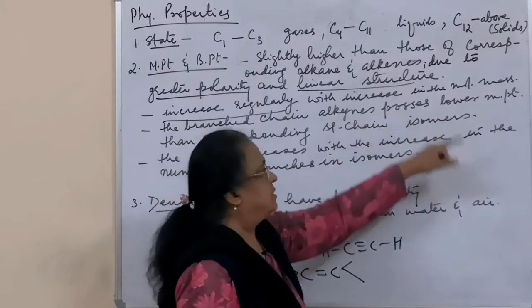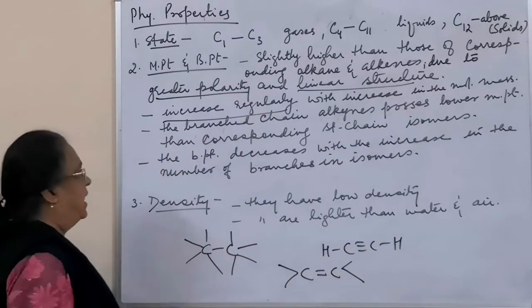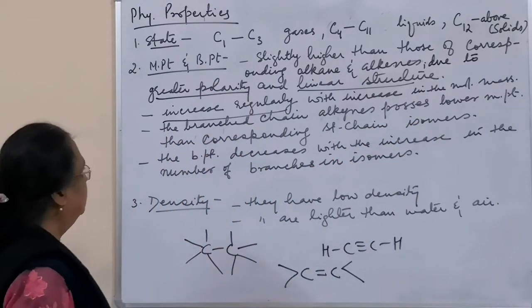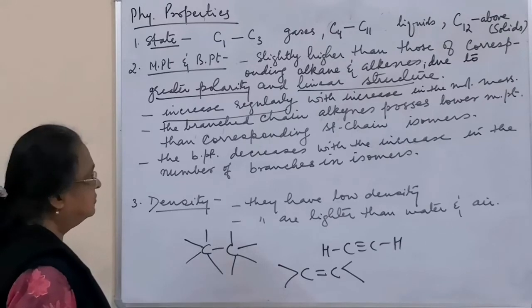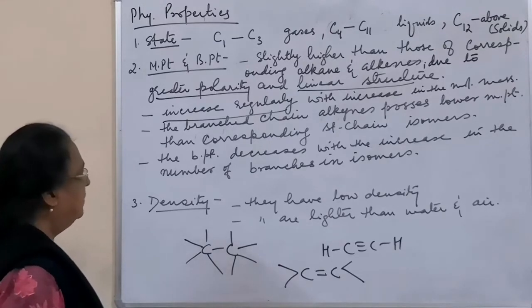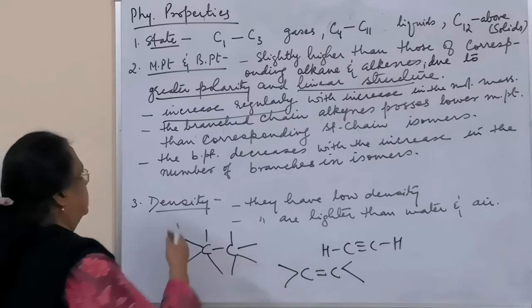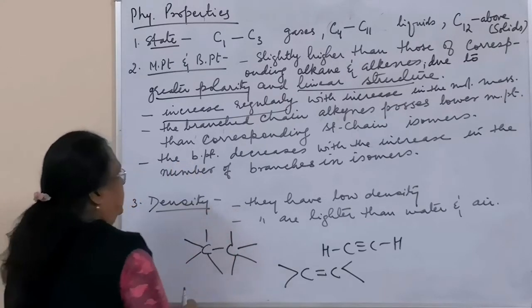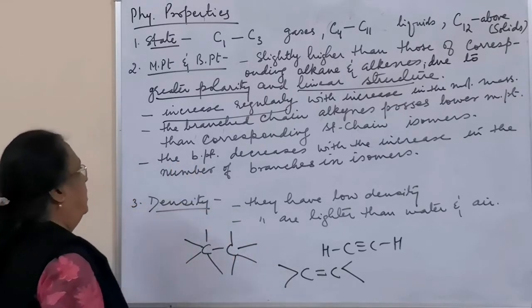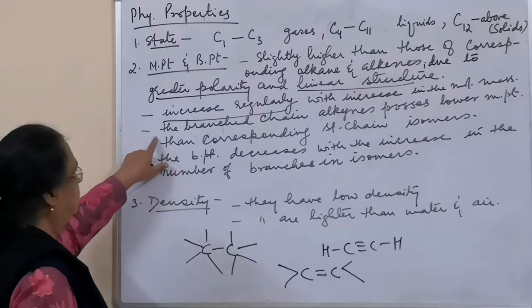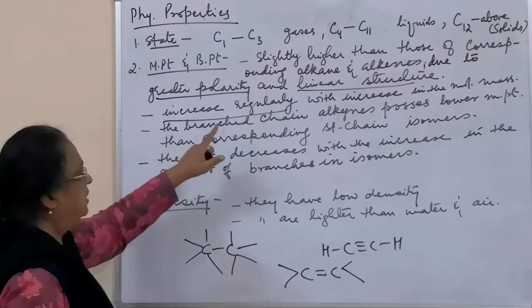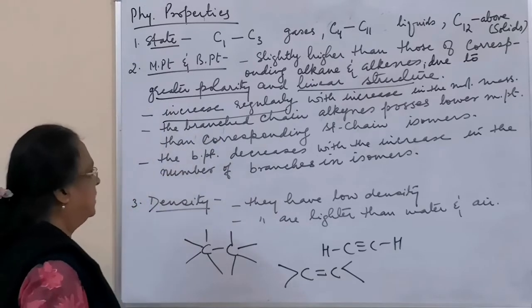Branching alkynes possess a lower melting point. The more the branching, the lower the melting point. Then the boiling point decreases with the increase in branching. So the boiling point is just opposite of this point. Branching will increase. What will happen?